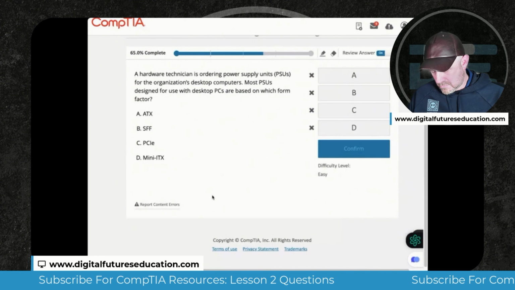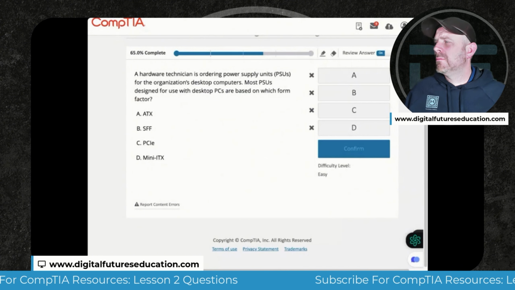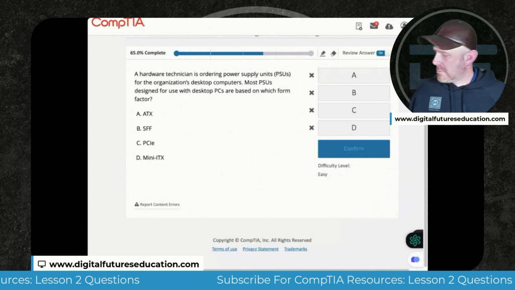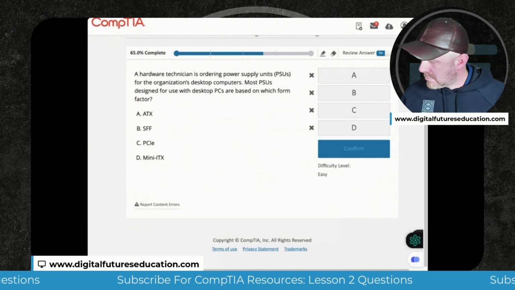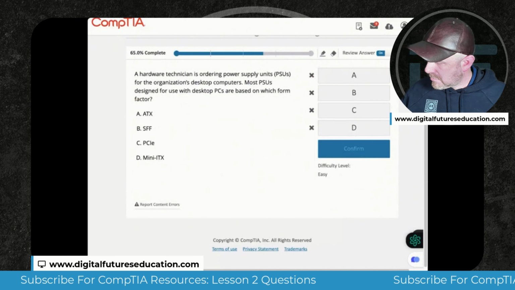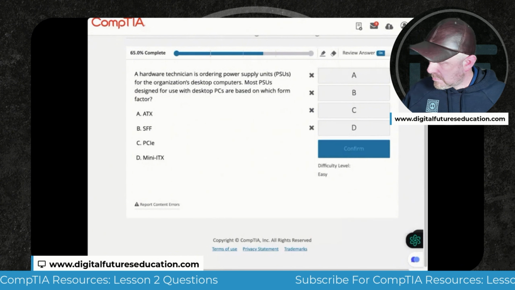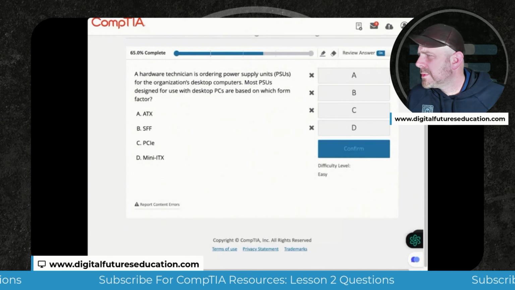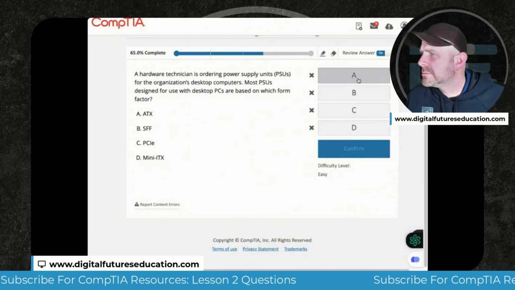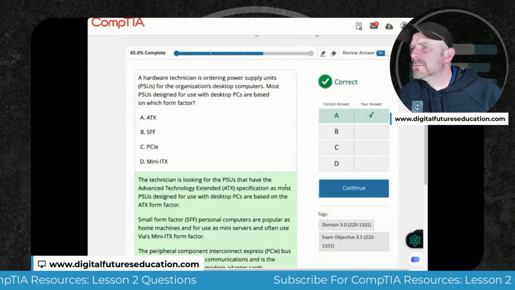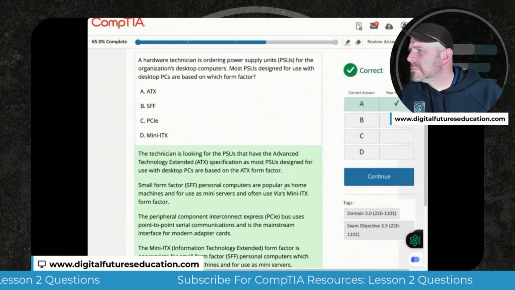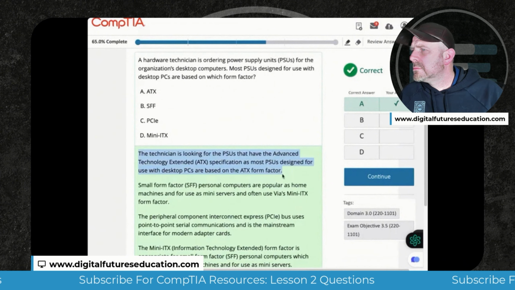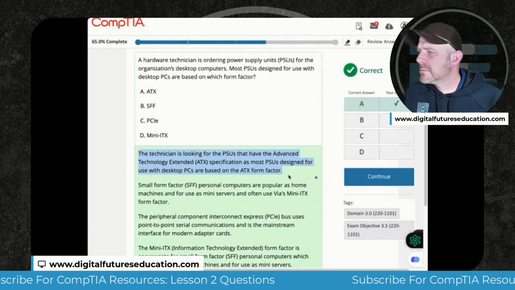A hardware technician is ordering power supply units for the organization's desktop computers. So power supply units. Most PSUs designed for use with desktops are based on which form factor? This was like our first thing we talked about. Yep, ATX. There we go, ATX. The technician is looking for PSUs that have advanced technology extended specification.